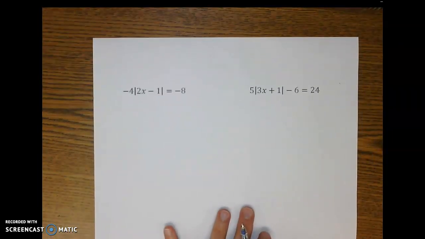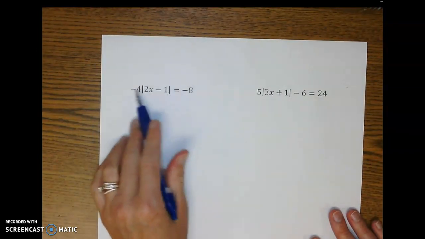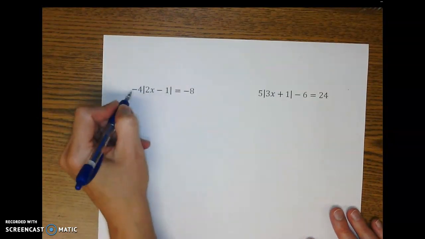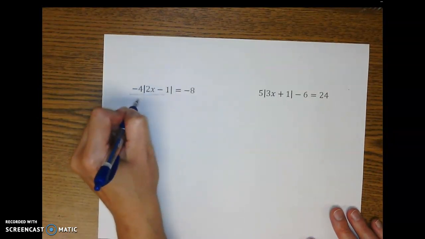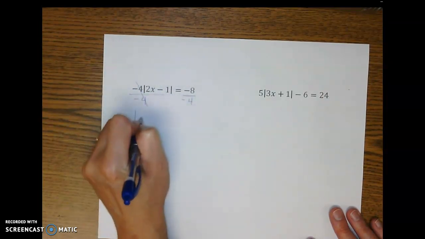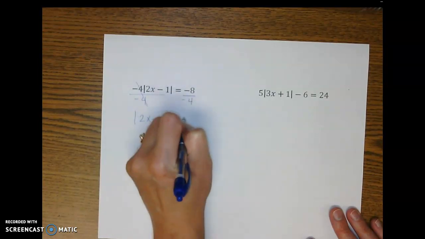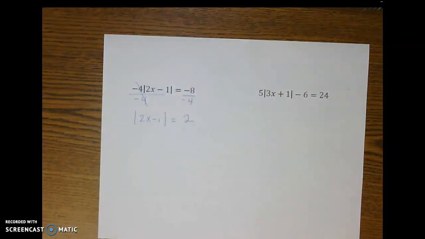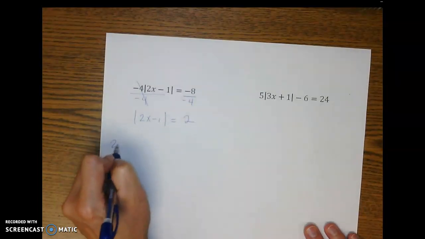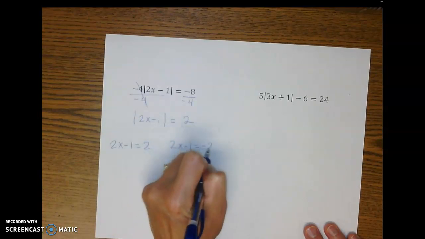All right, two other types of problems that you may see. Sometimes the absolute value is not by itself, so I have to get it by itself before I can do anything. Negative 4 is being multiplied by this, so we're going to divide by negative 4 on both sides. This cancels out. So I end up with the absolute value of 2x minus 1 equals negative 8 divided by negative 4, which is 2. And now I'm going to set up both of my equations, because I could have 2 inside of there, that's 2 units away, and I could have negative 2 inside of there. That is negative 2 units away.